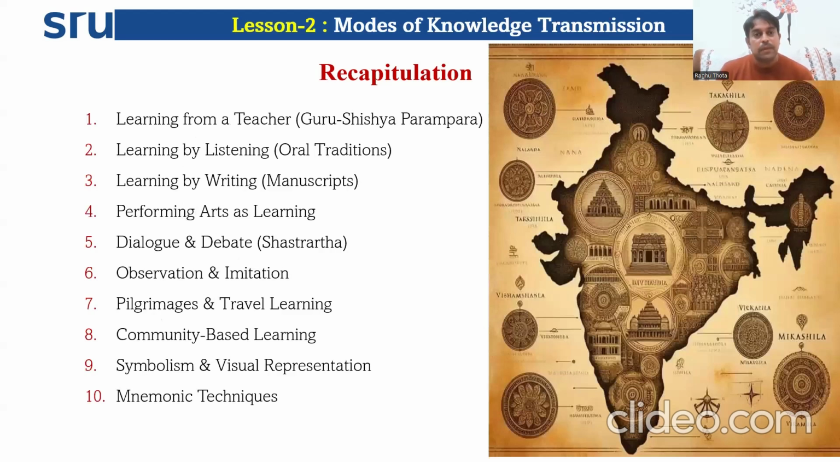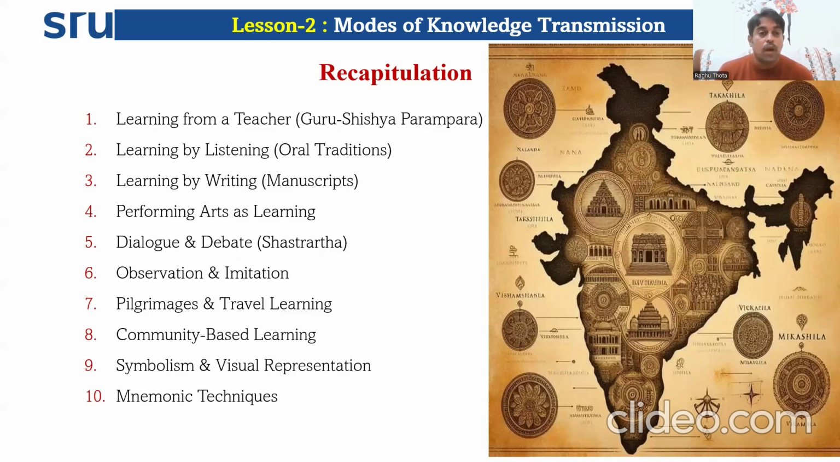Now we have already completed lesson number 2, modes of knowledge transmission during the ancient time. I have already mentioned that ancient India was the repository of knowledge. But how was that knowledge transferred from one person to another person, or one group to another group, or one generation to another generation? How did they do it? They followed 10 important methods.